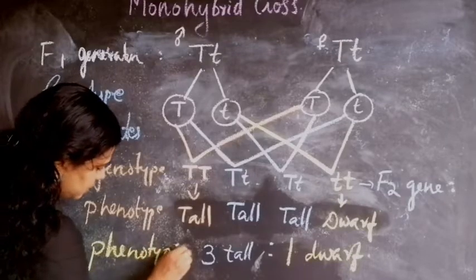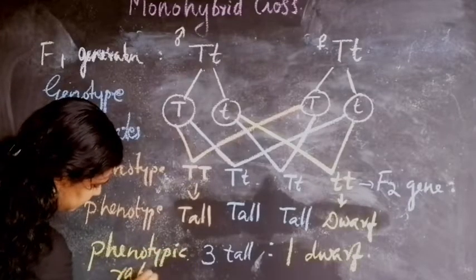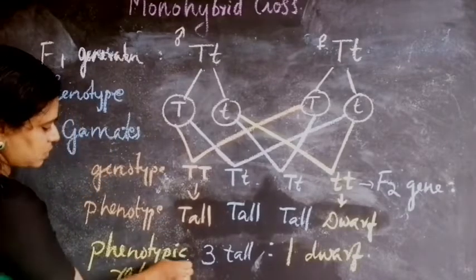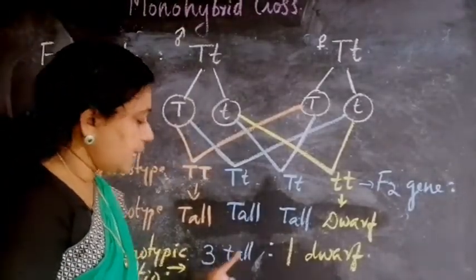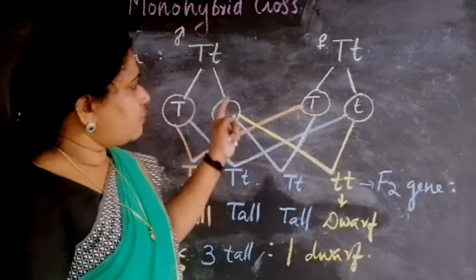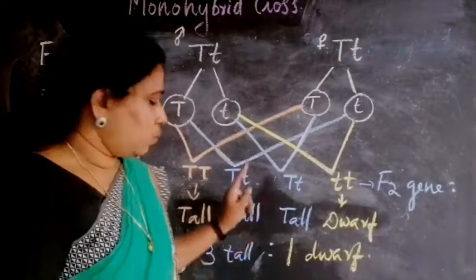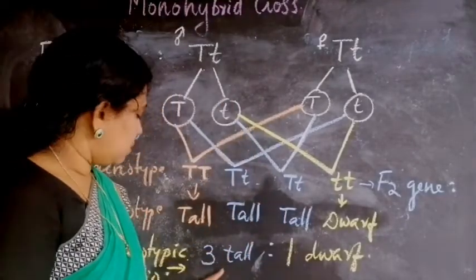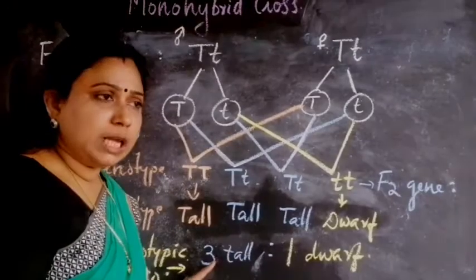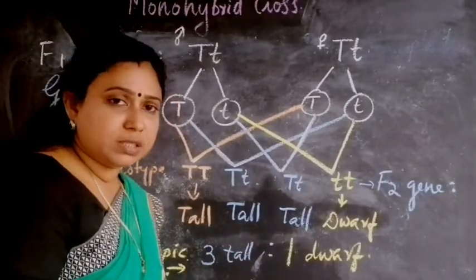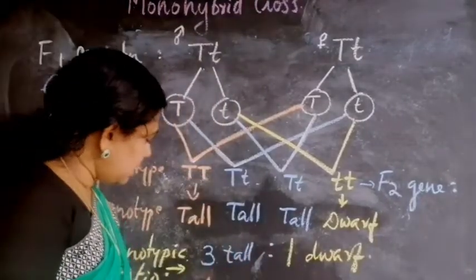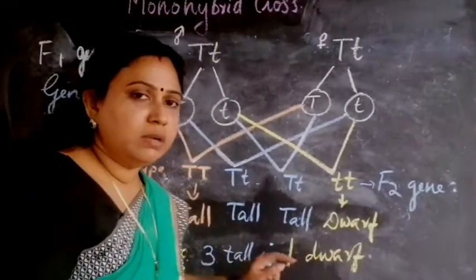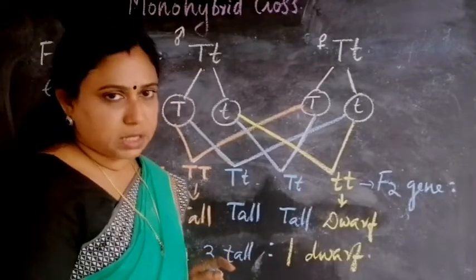Phenotypic ratio. So what is the phenotypic ratio of a monohybrid cross? 3:1. If the flower color is taken, we will get a ratio of 3 purple or 3 violet is to 1 white. So 3 dominant character is to 1 recessive character we will get.